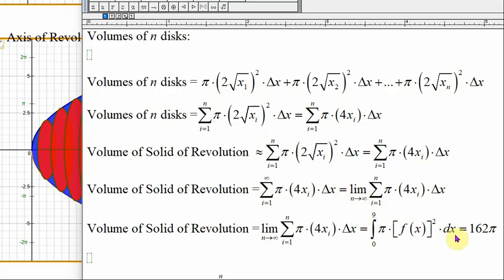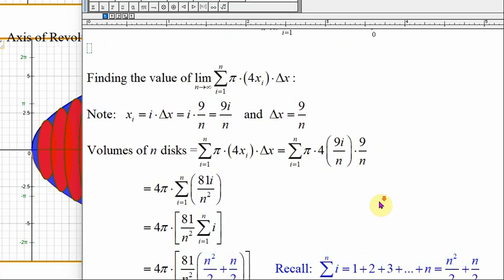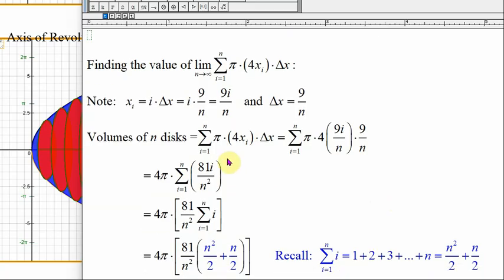And then in the previous video, I've shown that the value of this definite integral is 162 pi. But in this video, let's find the value of this limit quantity right here without using the definite integral. And so a few moments ago, we saw that x sub i is just 9i over n, and delta x, or the thickness of each disk, is 9 over n.